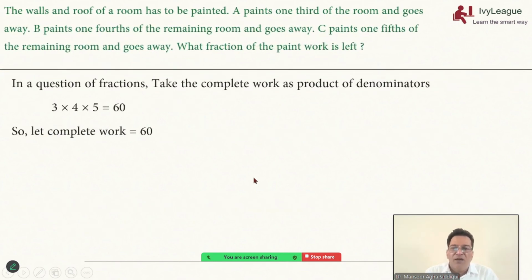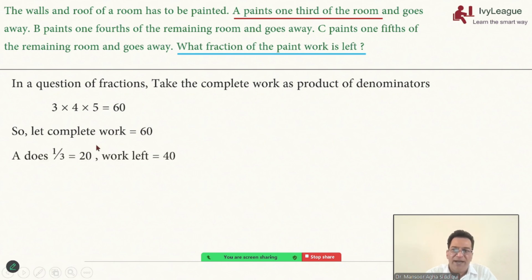As a result, once you take complete work as 60, and the question is asking what fraction of the paint work is left, then A paints 1/3 of the room. What is 1/3 of 60? You don't need a pen and paper to do this. 1/3 of 60 is equal to 20. So A does 20. Work left after A completes his work will be 60 minus 20, which is equal to 40. You don't need pen and paper to do this.